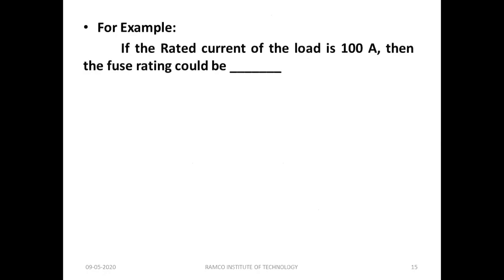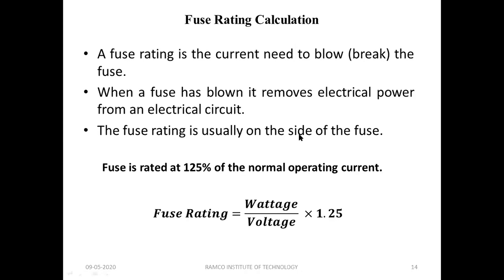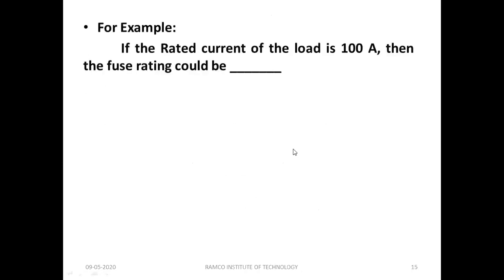For example, if the rated current of the load is 100 amps, what would be the fuse rating? What is the formula? Fuse current rating is 125% of the normal current, right? So 100 into 1.25, what will we get? 125 amps. That is the fuse rating. So if you want to protect your 100 amps load, you should put a 125 amps fuse. That means the fuse can allow 125 amps, above which the fuse will blow out, right?